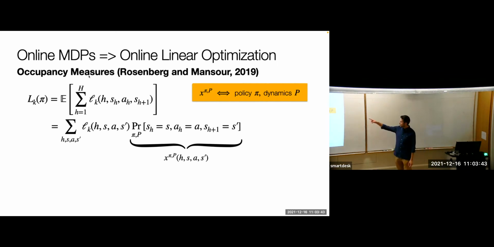As it turns out, this was proven in a paper by Rosenberg and Mansour: there's a one-to-one correspondence between an occupancy measure and some fixed policy, as well as dynamics of the model. So given a policy and dynamics, I know what the occupancy measure is. It's very easy. But also you can take the occupancy measure and find what the policy and dynamics were that generated it.